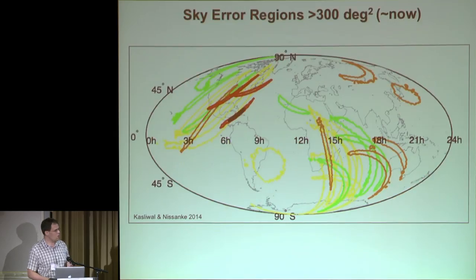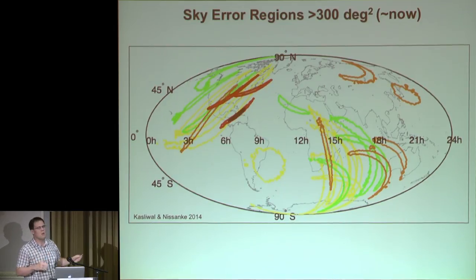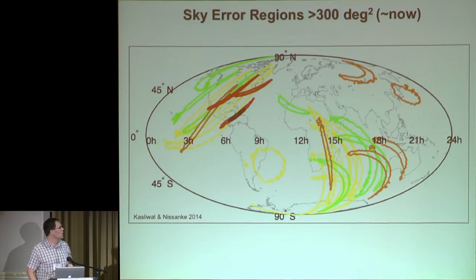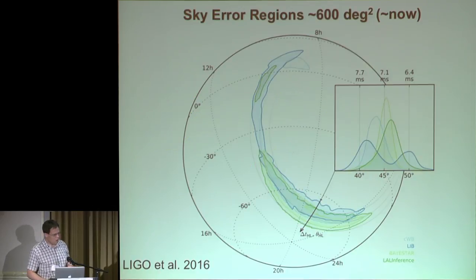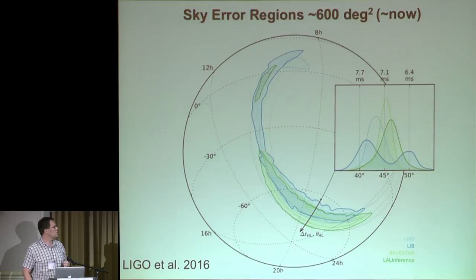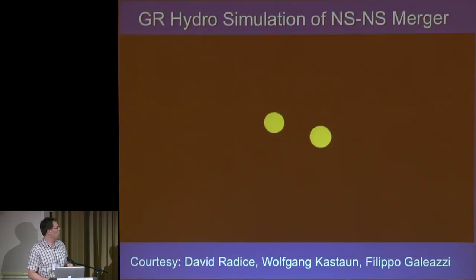And in fact, things are worse now, where we just have the two LIGO interferometers in North America. We have these large banana-shaped error regions on the sky above the northern and southern hemisphere. And this is the error region for the binary black hole event, whose 90% contour was about 600 square degrees. So if you're trying to search this large error region of the sky, it helps to know what you're looking for, and that is the motivation for coming up with theoretical models for counterparts.